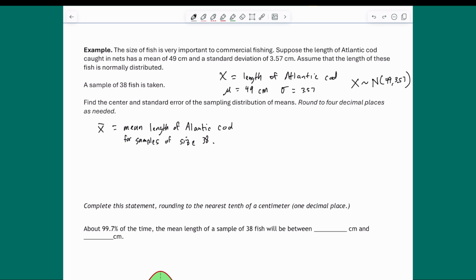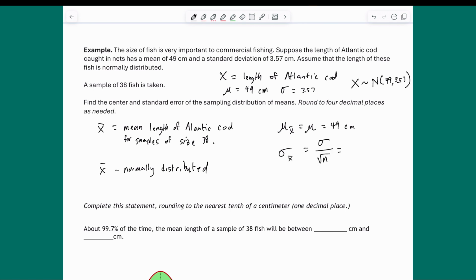By the central limit theorem, we know it can be applied here, which means x bar is going to be normally distributed. And it's going to have the mean of means equal to the population mean of the length of Atlantic cod. So we know that's 49 centimeters. But the standard error, the standard deviation of the sampling means, sigma sub x bar, is equal to the population standard deviation of lengths of Atlantic cod divided by the square root of the sample size.